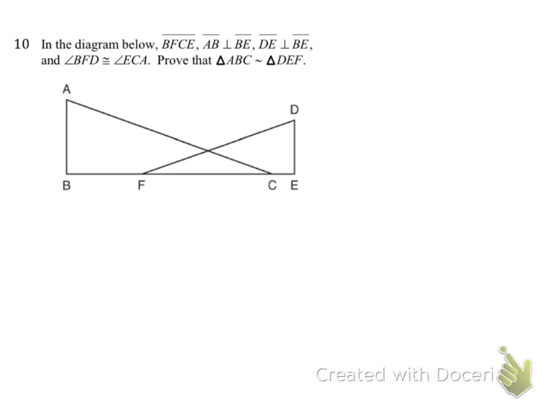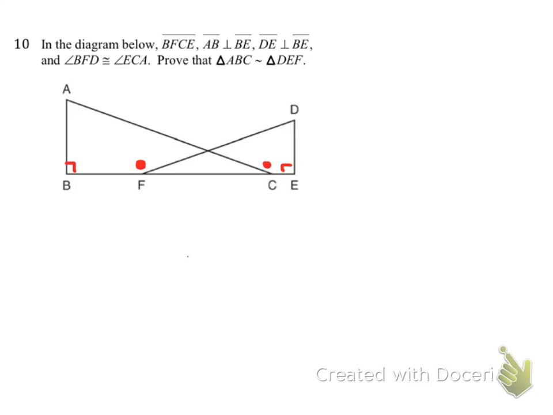Number 10 is also proving that two triangles are similar. Here AB and BE are perpendicular, so that's the right angle. And DE and BE, so therefore that's the right angle. And then angle AFD, which is this dotted angle, and then angle ECA, which is the other dotted angle here. So those are two dotted angles.